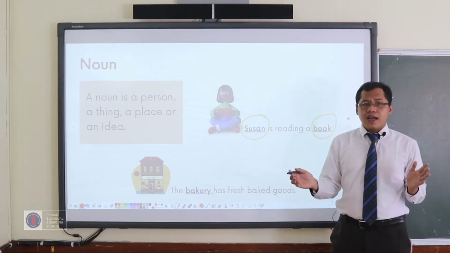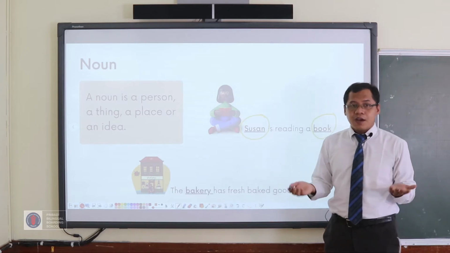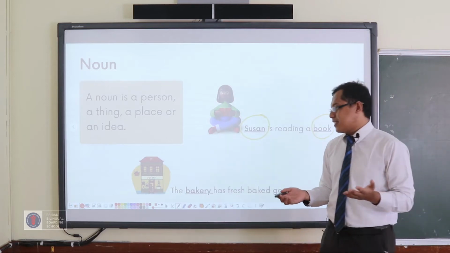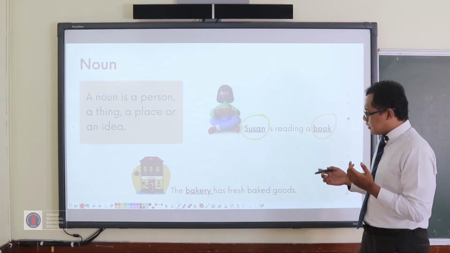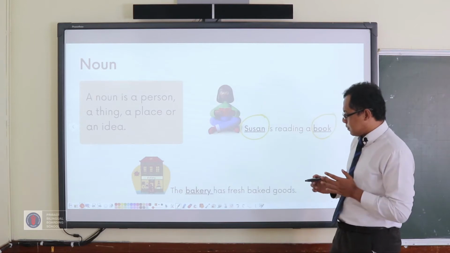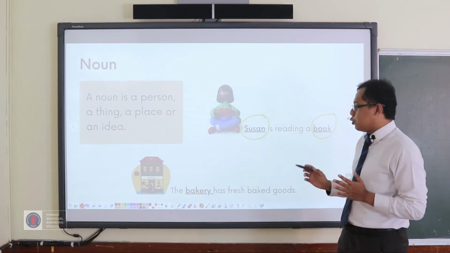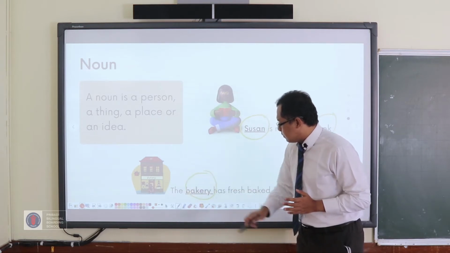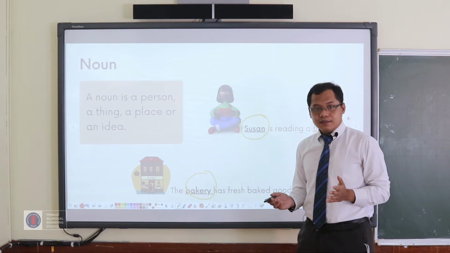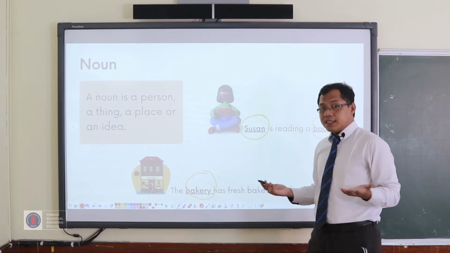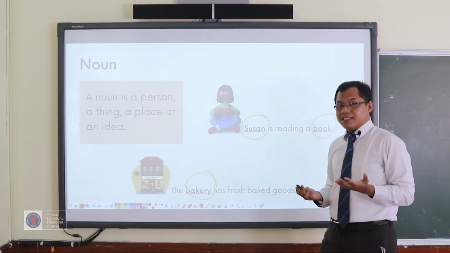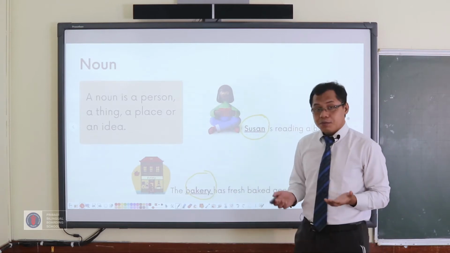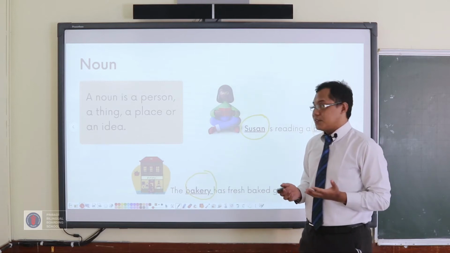There are a lot of nouns around you. You can find nouns in your room, in your classroom, or even in your house. Okay? Now, let's take a look at another sentence. The bakery has fresh baked goods. And we have the word the bakery here. And the bakery is a place, right? Where you can find some bread or something to eat. Okay? So the bakery here is also an example of nouns.